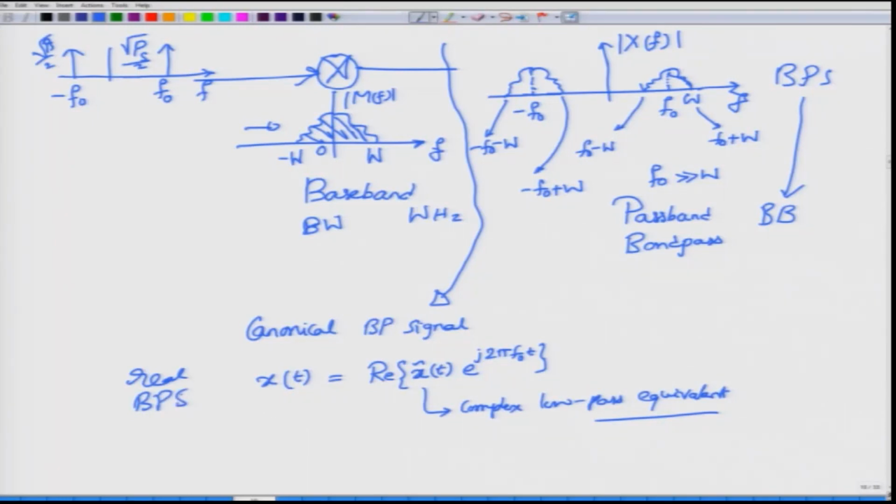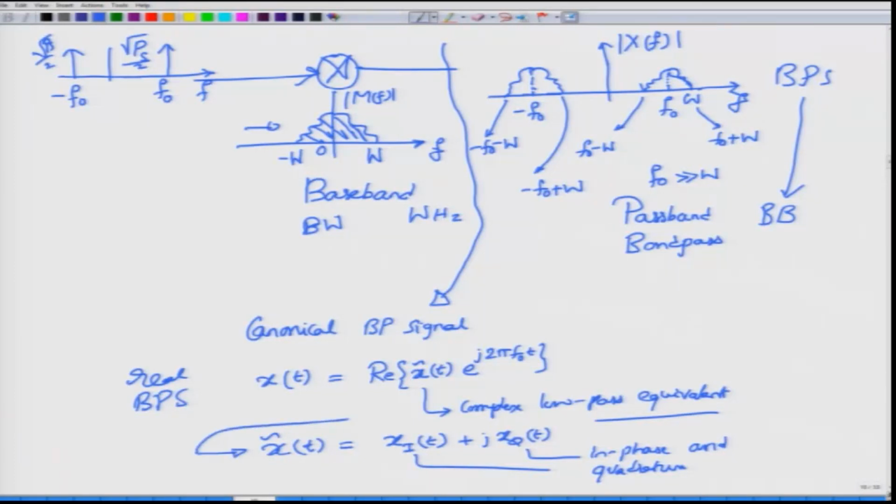So, that will give you the real band pass signal, and this complex low pass equivalent is sometimes simply called the baseband equivalent signal or the complex envelope. Because this is already complex, you can write this as xi of t plus j xq of t, where you identify I and q as the in phase and quadrature components. The in phase and quadrature components are again time varying functions, and the information is usually present in these two arms. Utilizing these two, you can construct first the complex envelope, and from the complex envelope you can construct the band pass signal.